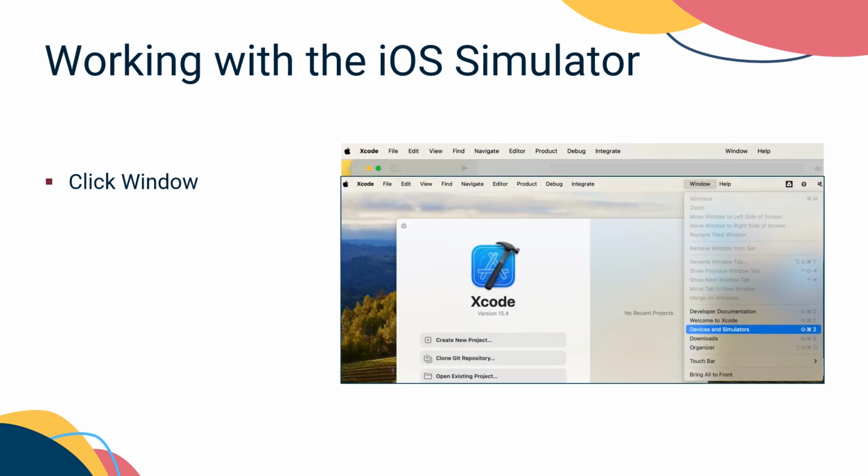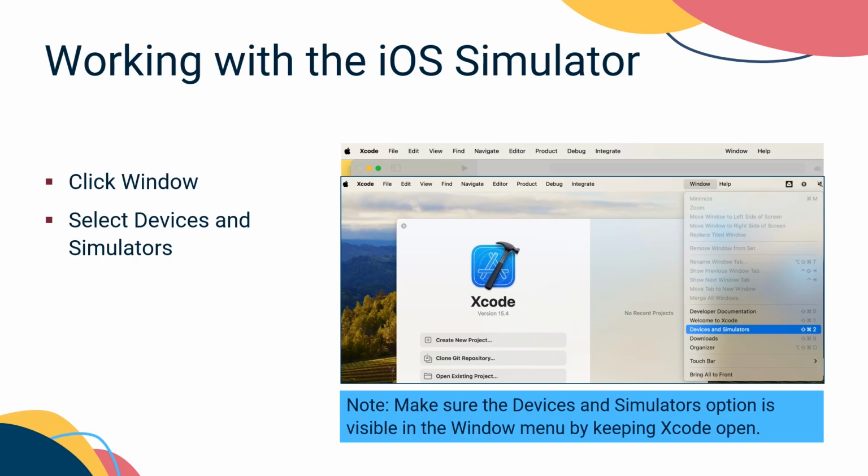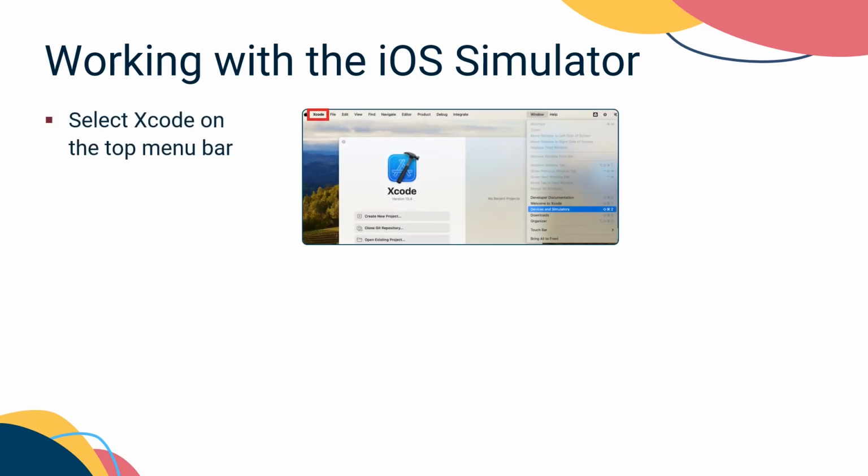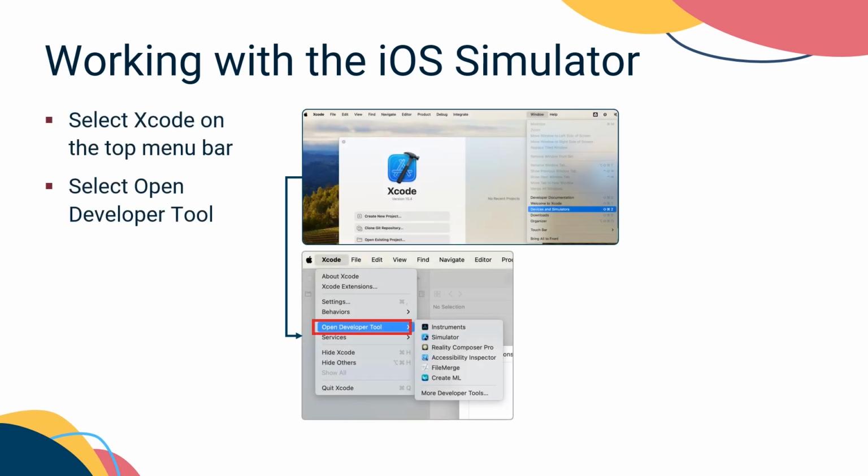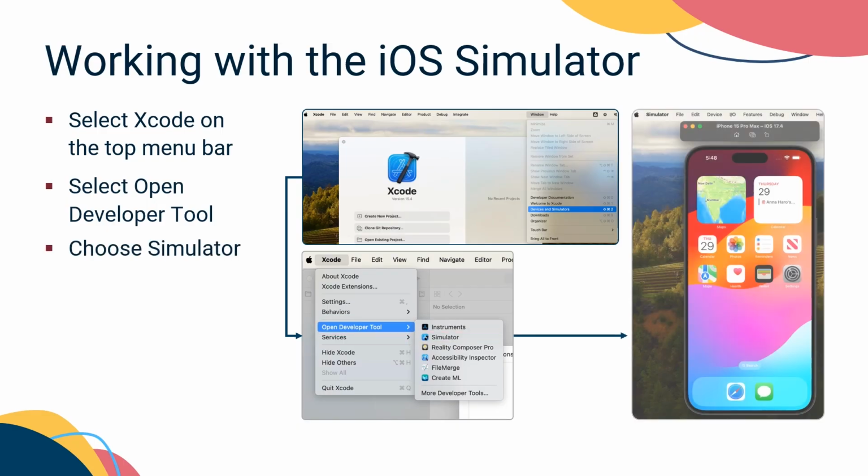Once the installation is complete, click Window on the top menu bar. From the Windows menu options, select Devices and Simulators. At this point, make sure the Devices and Simulators option is visible in the Window menu by keeping Xcode open. Next, click Xcode on the top menu bar, select Open Developer Tool, and then choose Simulator. As a result of this step, the simulator for your selected device will be launched.